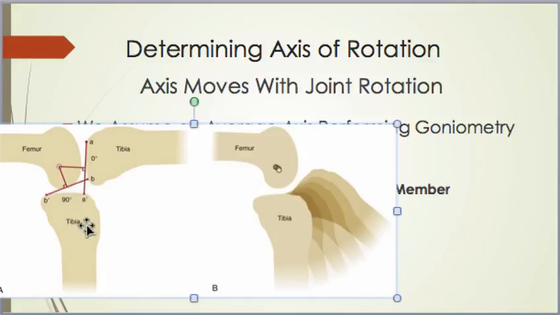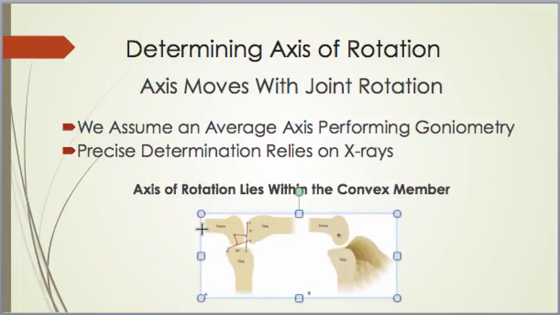So as we continue to flex the knee further, this axis of rotation moves in this direction. So you can see here, it goes from this position to this position here. So as it flexes, the axis of rotation changes. And that's measurable on radiographs. We don't do it in real life.